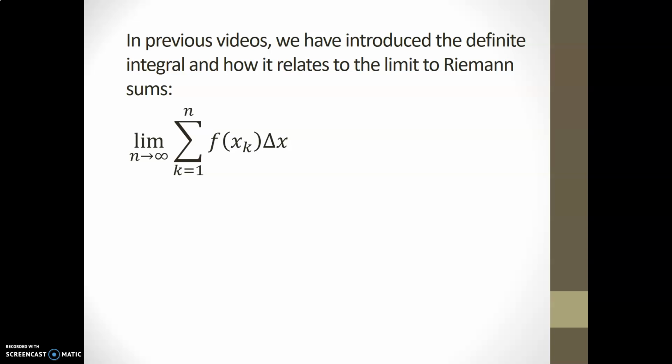So if you recall, performing a limit where the number of subdivisions, the number of subintervals, goes to infinity, allows you to replace the sum of f of xk, the rectangle's heights, and delta x, the rectangle's widths, by the definite integral from a to b of f of x dx.